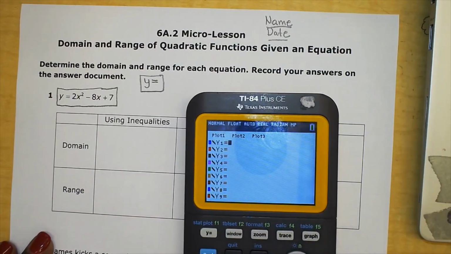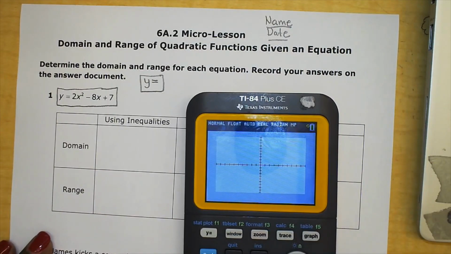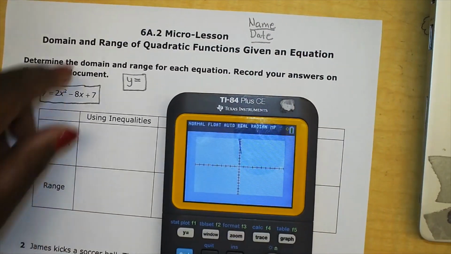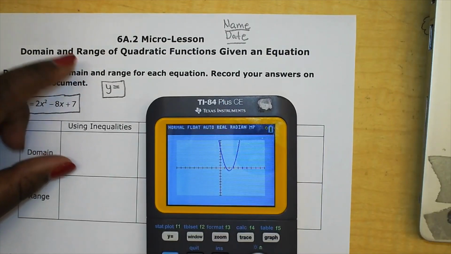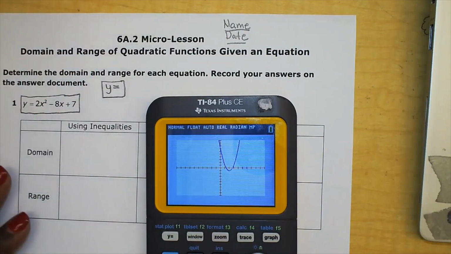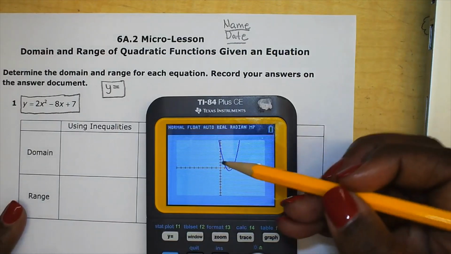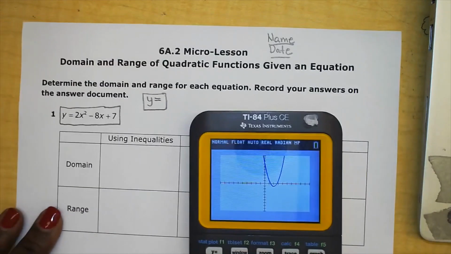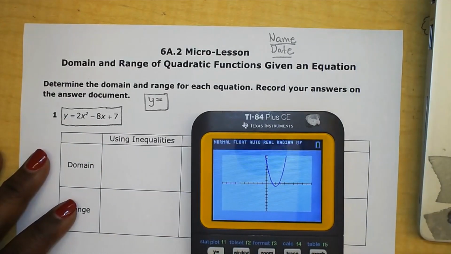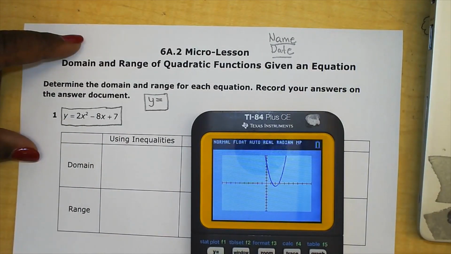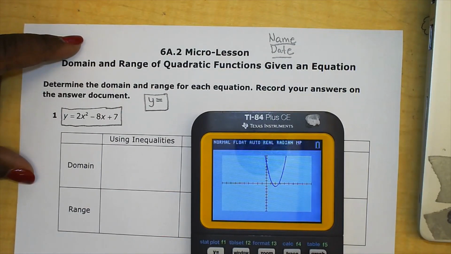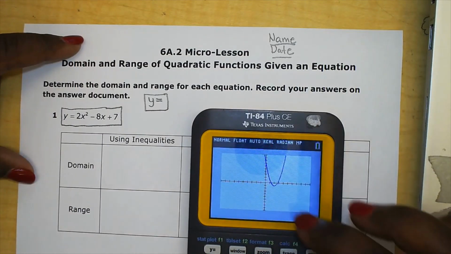Then here you're going to put 2x squared minus 8x plus 7. And you want to graph it so you know what it looks like. Here is our graph. So we see that in this equation, there are no other parameters given to us. So all we need to do is determine what the domain is. We know that this goes on and on.